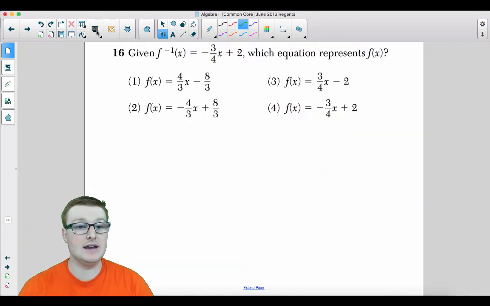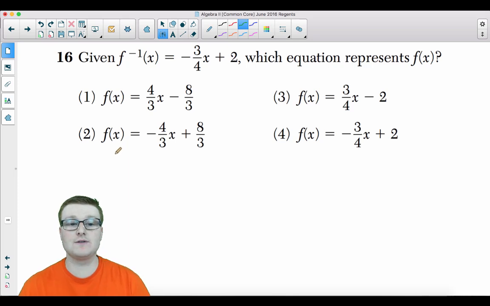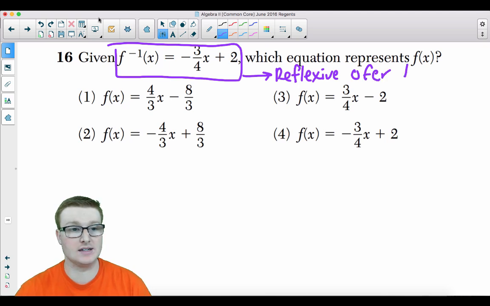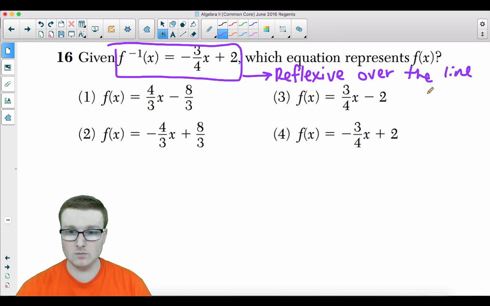Number 16, given f inverse of x equals -3/4 x plus 2, which equation represents f of x? Okay, this one's not that bad. Just a little tricky just because they give you the inverse function. And remember what the inverse is. The inverse is always reflective over the line y equals x.